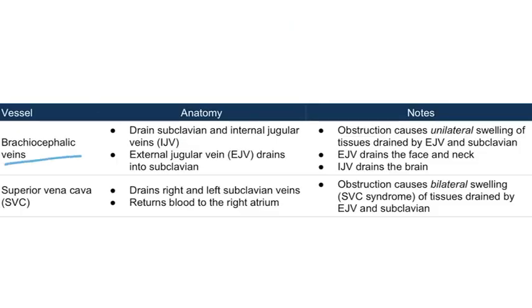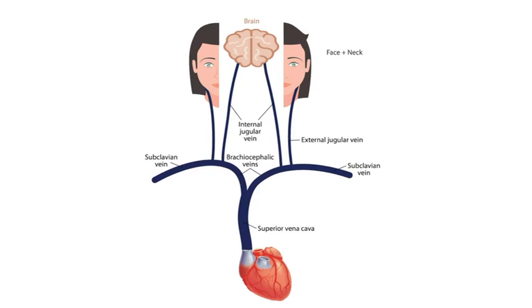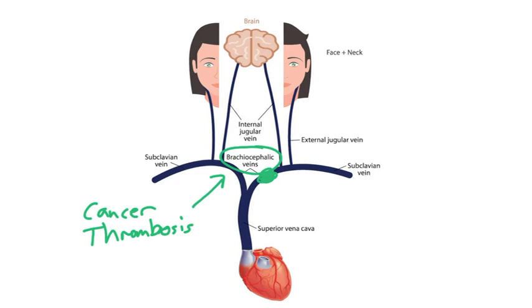Going back to our table, the brachiocephalic veins receive blood from the internal jugular vein and the subclavian veins. Also, the external jugular vein drains into the subclavian, which then of course enters the brachiocephalic vein. And the external jugular vein drains the face and neck, while the internal jugular vein drains the brain. Something to be aware of is what will happen if the brachiocephalic vein becomes obstructed. Obstruction of the brachiocephalic vein can be caused by many things, including cancer, thrombosis, or anything that decreases venous drainage throughout the brachiocephalic vein. You can imagine that if there is obstruction here, then blood will accumulate and congest upstream vessels, such as the external jugular vein and the subclavian vein.